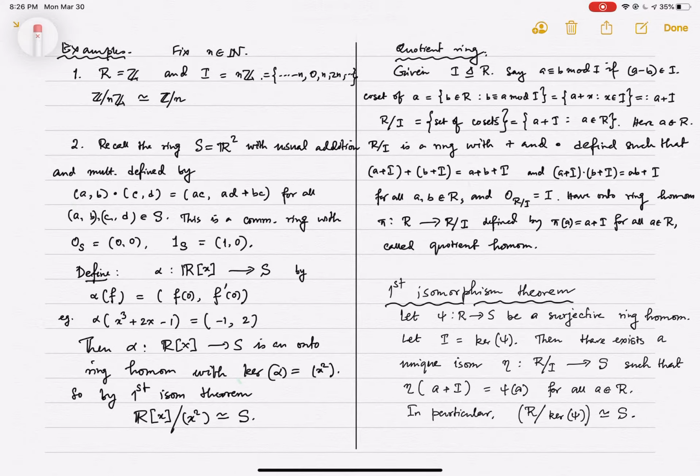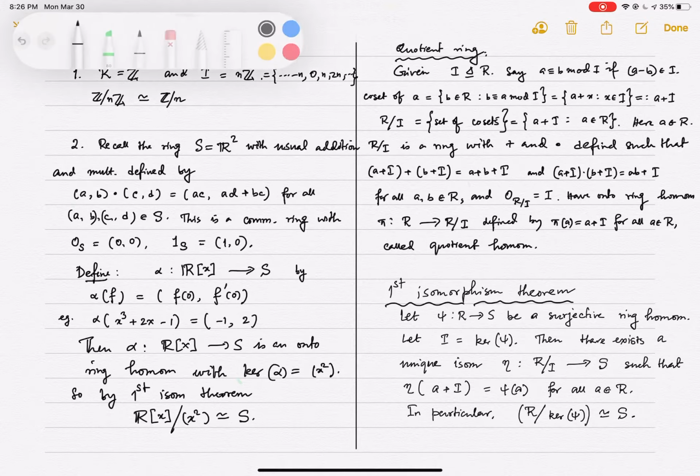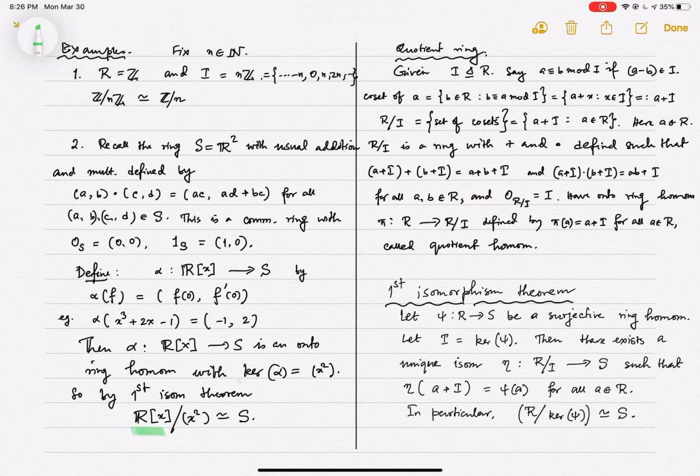So we were giving examples of the quotient ring construction. So far we have two: Z mod nZ, which is just integers modulo n. And then we saw that if you take the one variable polynomial ring with real coefficients and quotient out by the ideal generated by x squared, then that quotient is isomorphic to this ring S that we had seen before. S is isomorphic to R^2 with the usual addition and this funny multiplication.